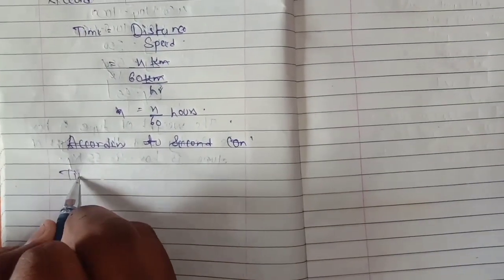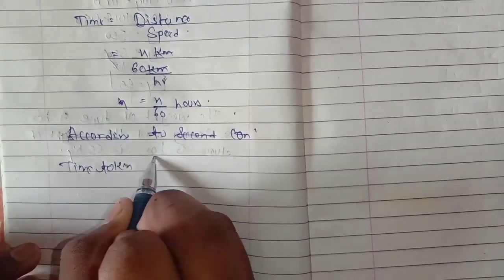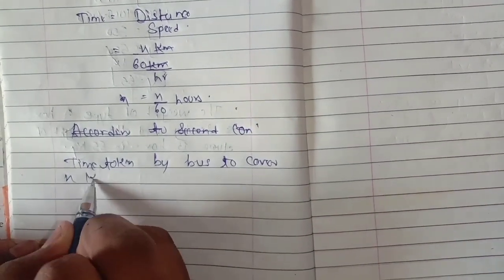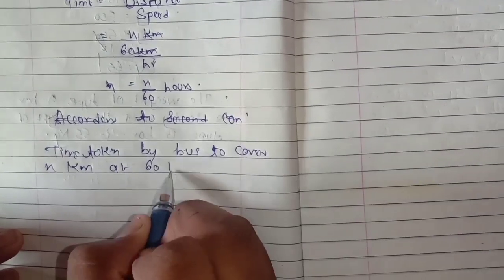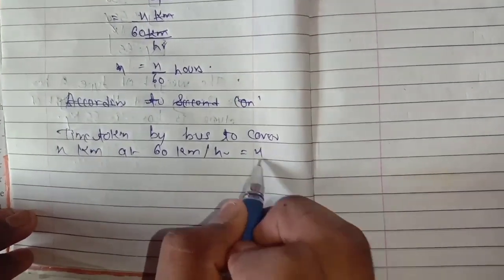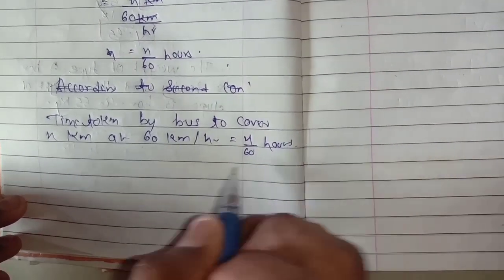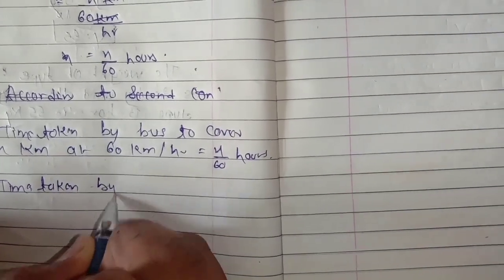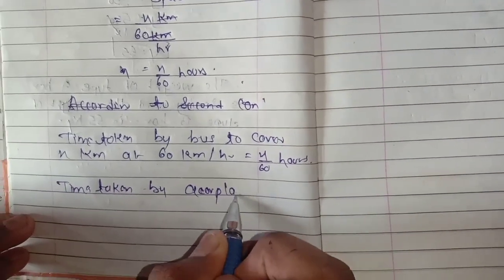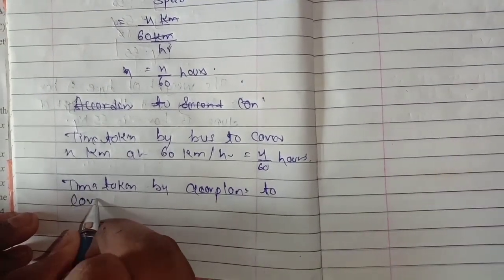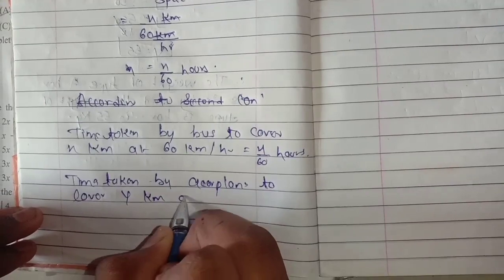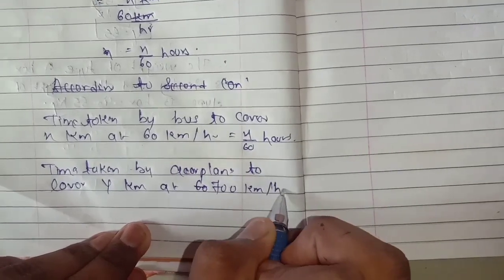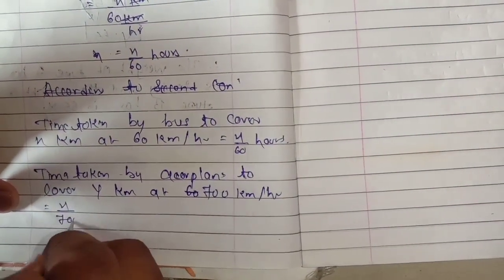So time taken by bus to cover x kilometers at 60 kilometers per hour is x upon 60 hours. Like this, for the aeroplane we will write time taken by aeroplane to cover y kilometers at, sorry, 700 kilometers per hour, which is y upon 700 hours.